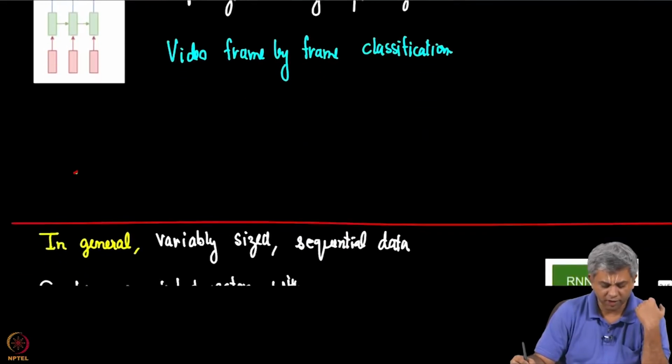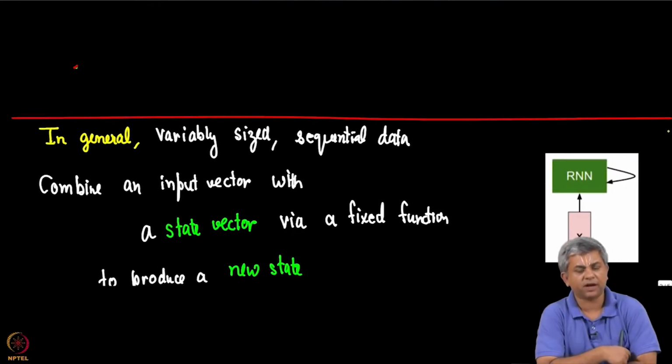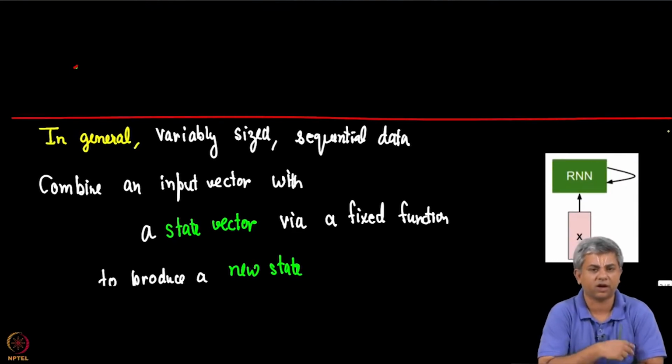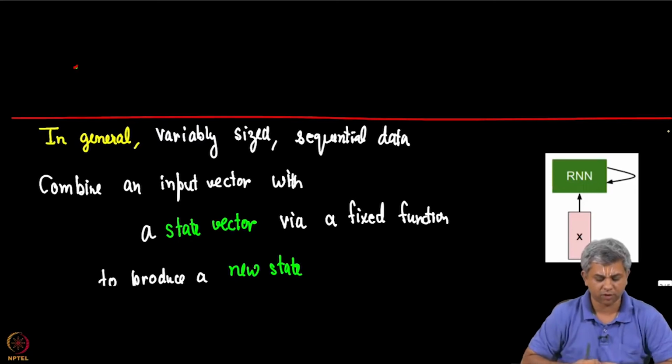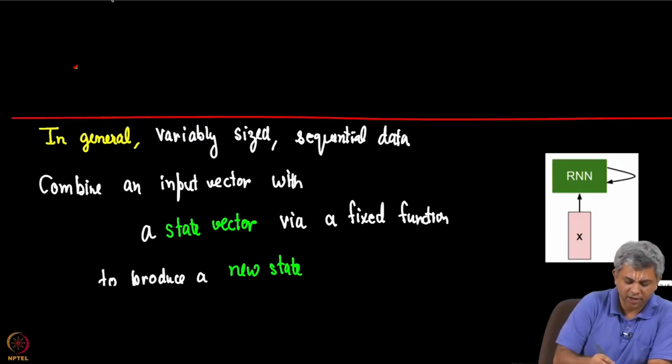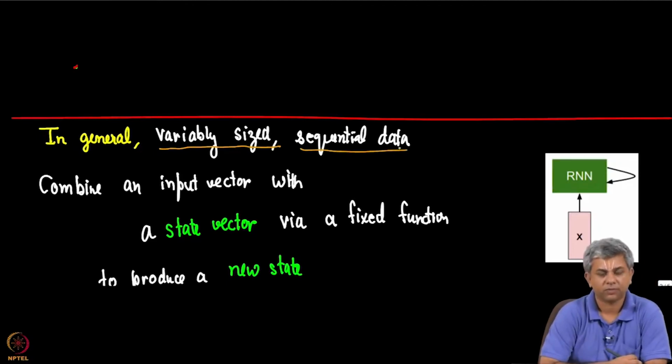Okay. Our interest, of course, is to try and find out engineering examples, but before that let me just show you the rough structure of an RNN. I just showed it as a box. So, let us get into slightly more detail within this video about what is done. Okay. So, the general idea is variably sized sequential data.